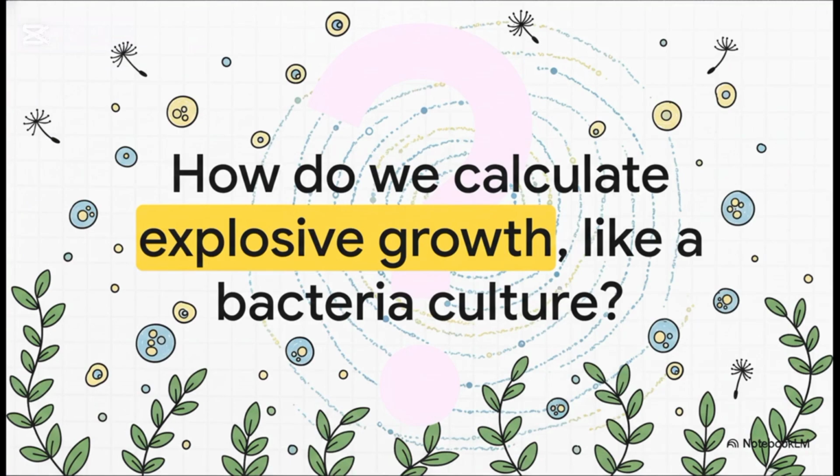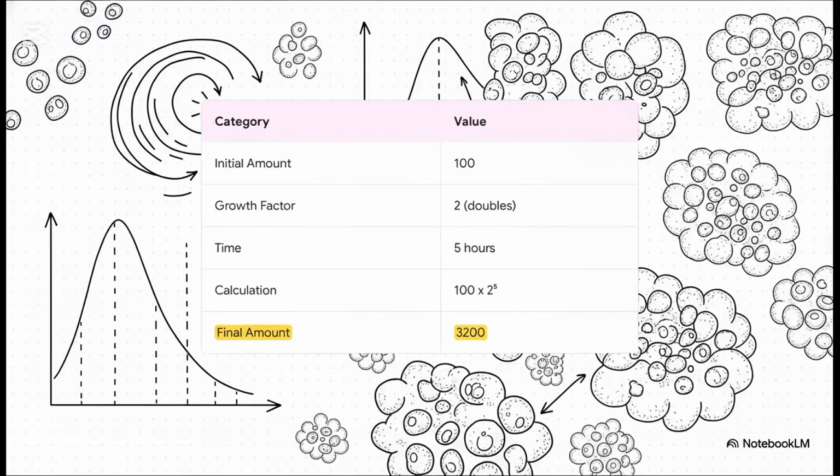So many things in nature grow exponentially. They don't just add, they multiply. A classic example is a bacteria culture, where the population can double in an incredibly short amount of time. How can we possibly model that kind of explosive growth? This is where our knowledge of indices becomes a superpower.